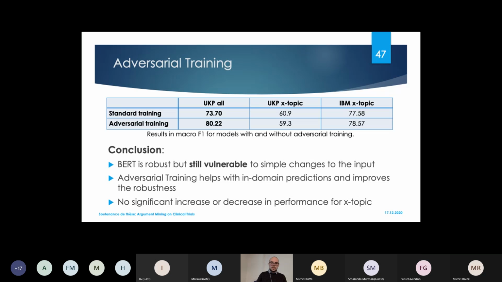And so to conclude this section, BERT is actually relatively robust to variations in the input, but it still has weaknesses with respect to exchanging semantically equivalent words. The robustness, however, can still be improved with adversarial training.